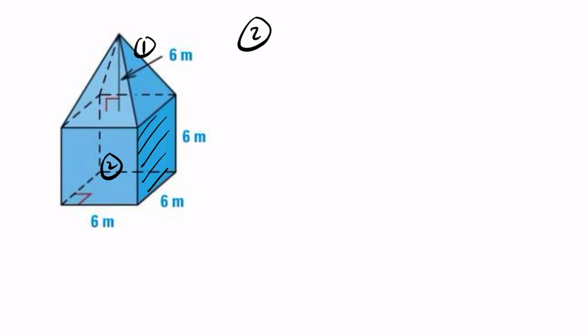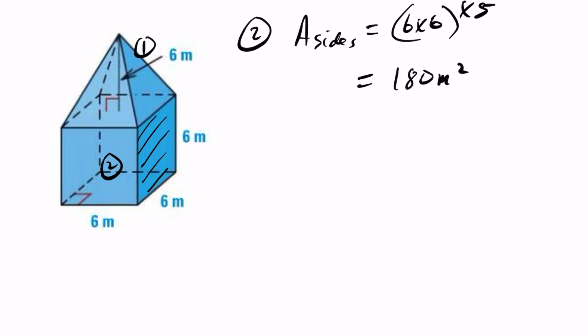So the area of the sides of this shape, I can label this as 6 times 6 is the area of one of the sides. Normally the cube consists of 6 sides. The top side is being covered by our square-based pyramid here. So I'm going to have to multiply this only by 5, and that'll give us 180 meters squared.